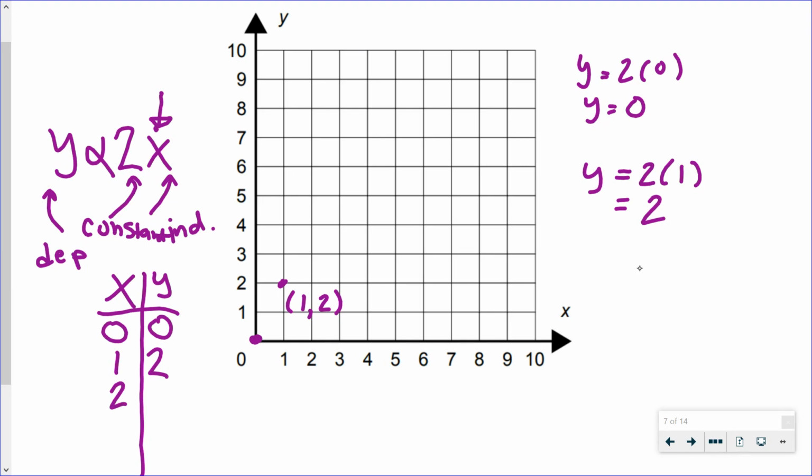Next, I'm going to do 2. Y is equal to 2 times 2. 2 times 2 equals 4. Okay, so 2 comma 4 is the next point.